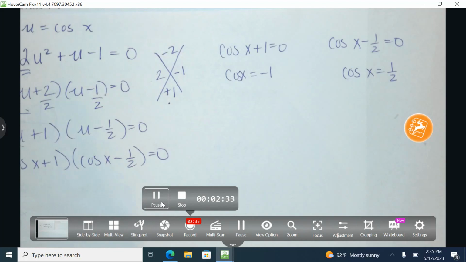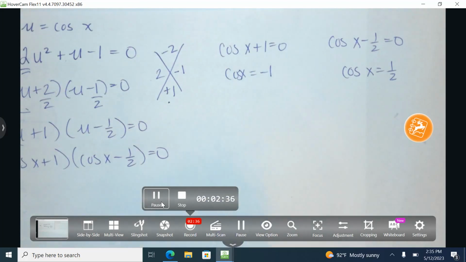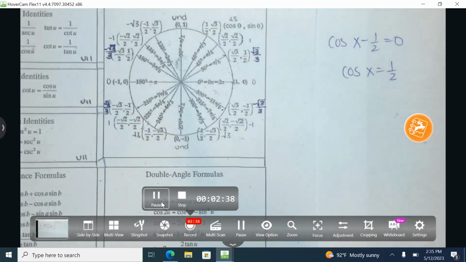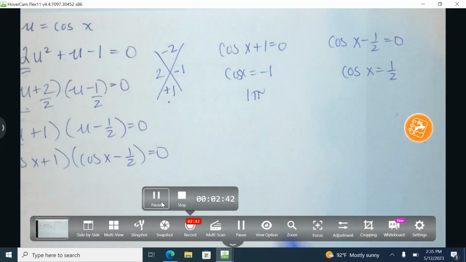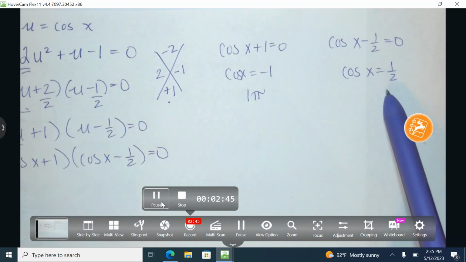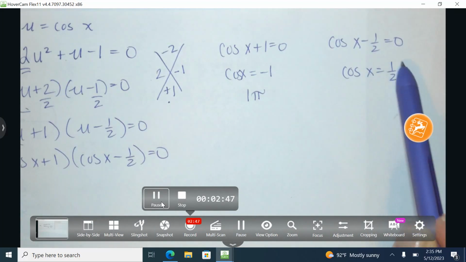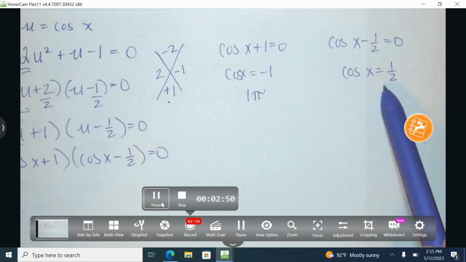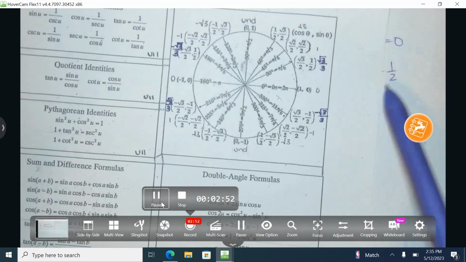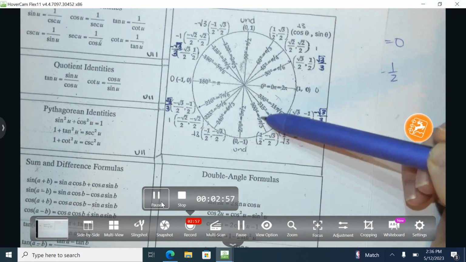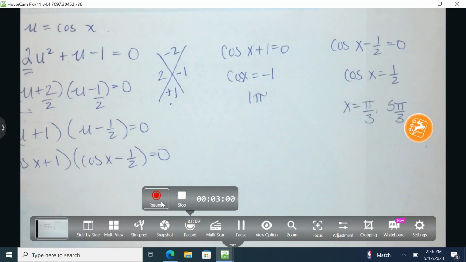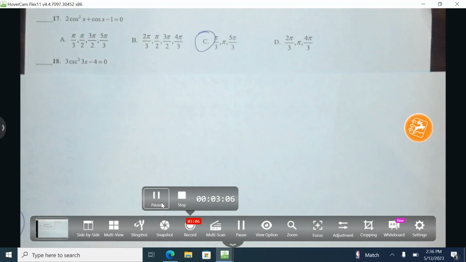Now let's ask ourselves, where is the cosine on the unit circle equal to -1? Cosine is like the x value, and it's equal at pi. And where is the cosine equal to a +1/2? Again, cosine is like an x value. When it's positive, I know that it will be in quadrants 1 or 4. So +1/2 occurs at pi over 3, and +1/2 occurs at 5 pi over 3. Let's select the correct multiple choice answer. The correct answer for 17 was C.